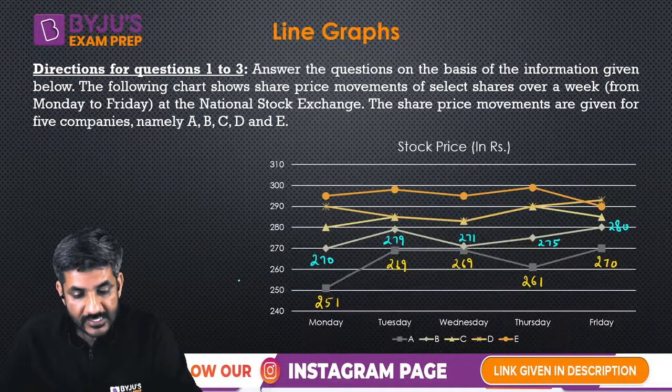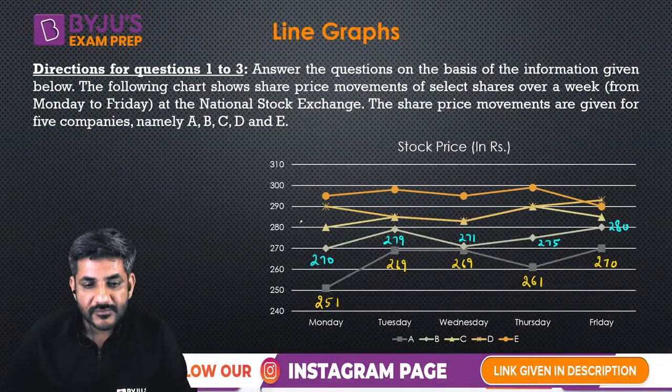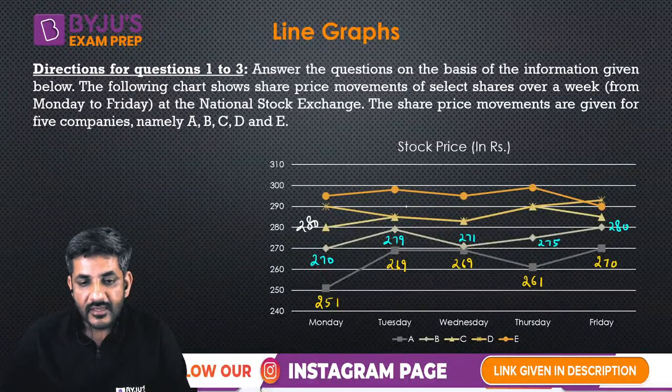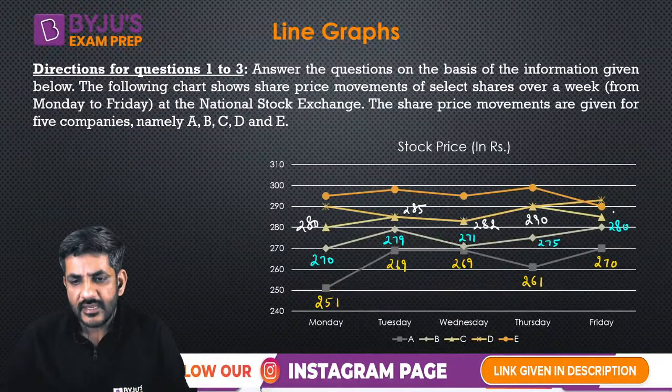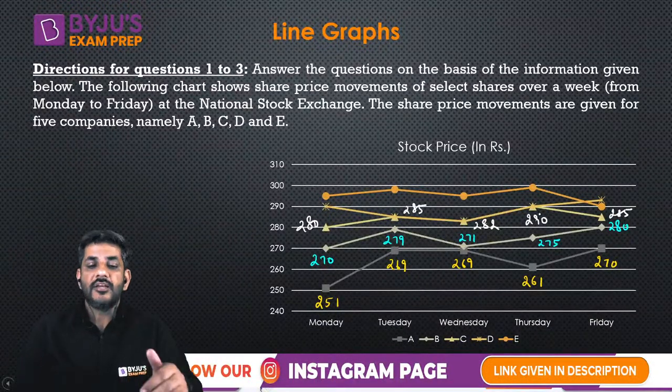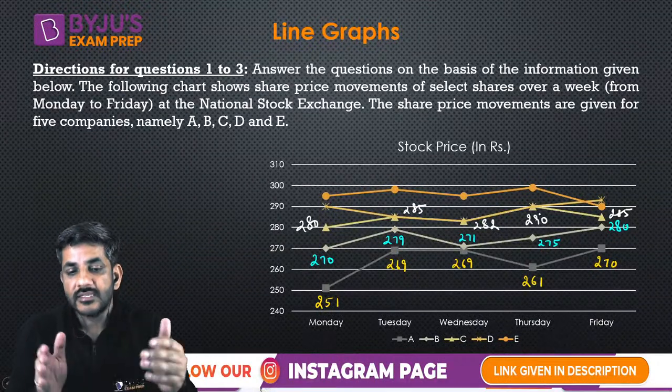Let's look at this C as well. The price of C here would be 280. Here it would be 285. Here it would be 282. Here it would be 290, and here it would be 285. That way you can find out the figures of other things as well.